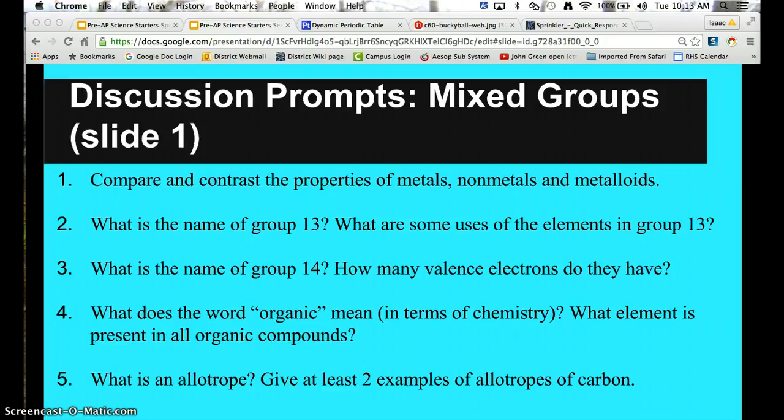Allotropes of carbon, there's a few examples of that. Graphite, diamonds, the buckyballs. There's a few other examples, but those would be some examples of carbon allotropes. Okay, on to number 6 here.